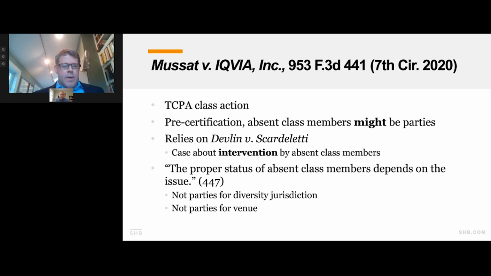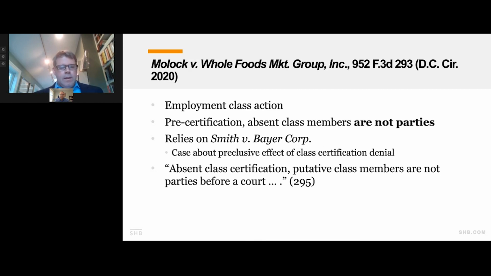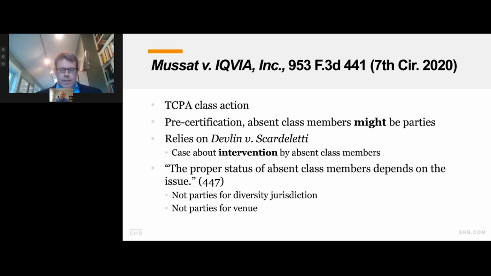The other interesting thing about Musset is that it really emphasized the fact that this is an issue that had not come up in class action practice prior to BMS. So, in other words, BMS sort of injected this personal jurisdiction issue about absent class members into class action practice. And the underlying tone of the opinion was basically that this is how it's been for a long period of time, and there is a reason for it. Tying that into Devlin, the reason is that these absent class members are not yet parties, and therefore we need not worry about them for personal jurisdiction purposes at this time.